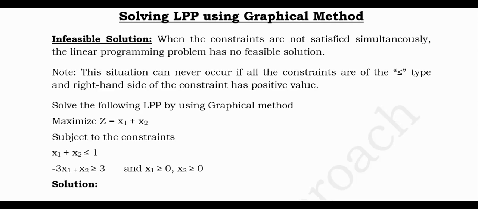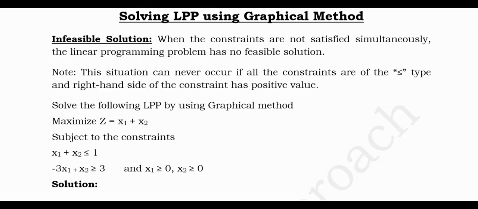Welcome to Q-square approach. In this video, we'll see an infeasible solution of the linear programming problem. If the given constraints are not satisfied simultaneously, then the solution is called an infeasible solution. It means the convex region or solution space or feasible region will not exist for the given constraints. Now, let us see the problem.